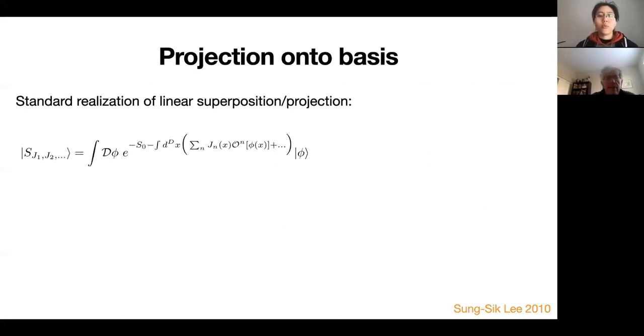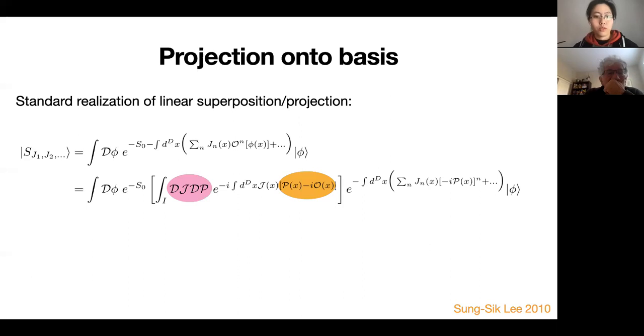Actually, this linear superposition or the projection can be realized in a very standard way. Here, I give an example. For a theory with only one type of single trace operator, we can write down the state vector constructed by a theory deformed by single trace operator O and its composite operators. Then we can insert an identity and also introduce two auxiliary fields.